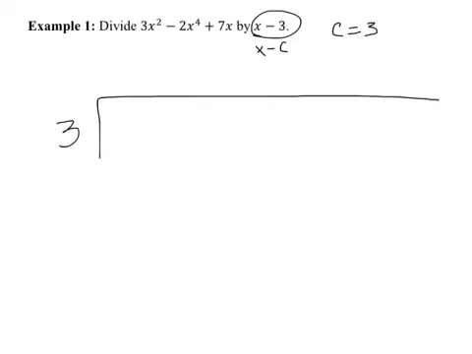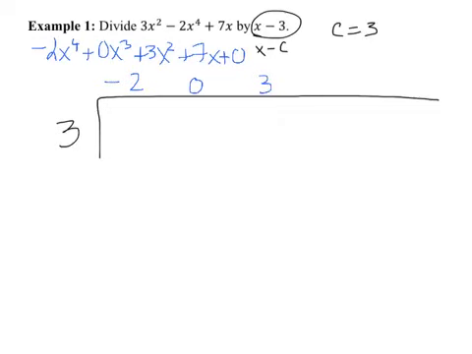Then we take our coefficients of the part that we're dividing into, the dividend, but it has to be in order. So let's rewrite this in order as negative 2x to the fourth plus 0x to the third plus 3x squared plus 7x plus whatever the constant is, which is 0 in this case. So we list the coefficients: negative 2, 0, 3, 7, 0. So again, where do they come from? They come from the dividend when placed in the correct order, accounting for the placeholders of zeros.